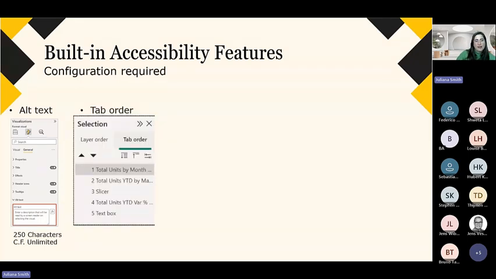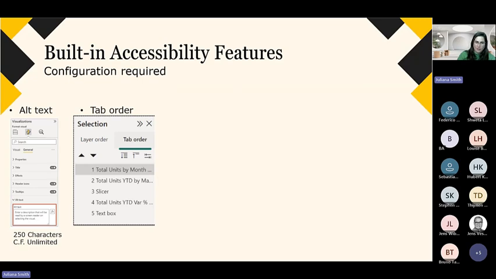And the next one is tab order. Tab order is really important, not only for screen readers. Tab order is the order in which you move across the visuals by using the tab key, and it has to match the order in which our users are intended to consume the report. So we always have to open this pane.